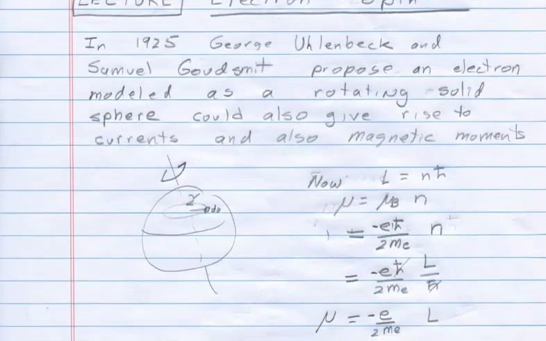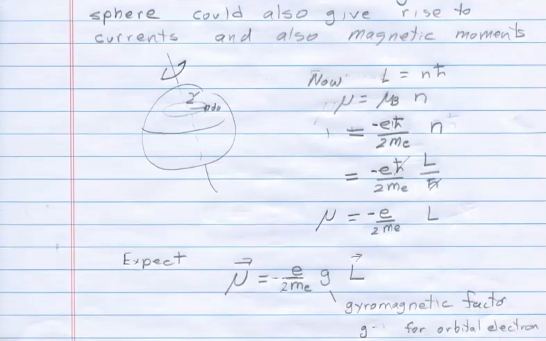In 1925, George Uhlenbeck and Samuel Goudsmit proposed an electron model as a rotating solid sphere of charge of a fixed radius, whatever the radius of an electron is, and that this could also give rise to currents if it was rotating, spinning, and therefore also have magnetic moments inherent in it. As a result, they had a model that looked something like this. They were still looking at sort of the Bohr type model.